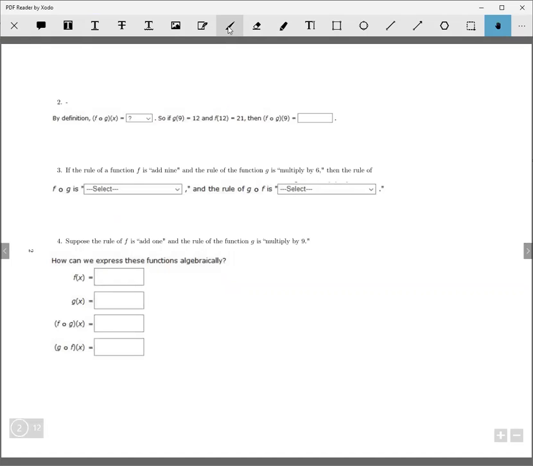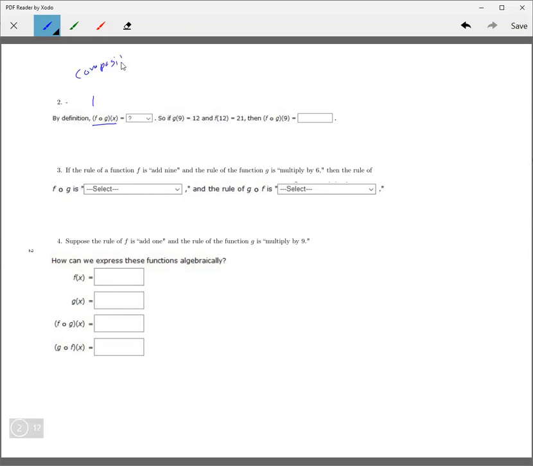Number 2. The thing about this homework is a lot of times it just kind of teaches you the concepts. By definition, f circle g of x. Okay, this is the other one that I was talking about. This is composition, the composition of 2 functions. This notation can be a little bit confusing, but whenever I see this, I rewrite it like that. Whenever I see that, I rewrite it like that. And that's what the answer is for that part.